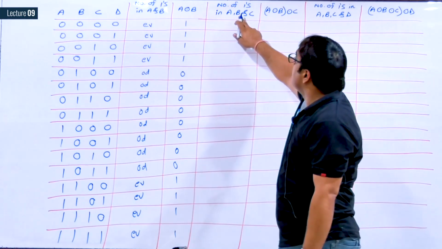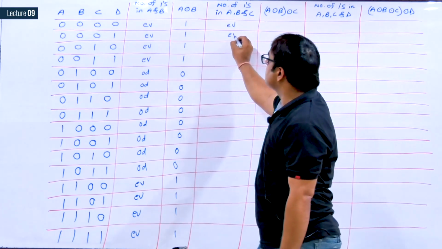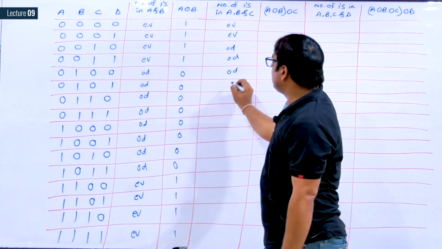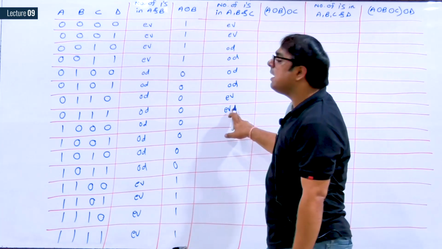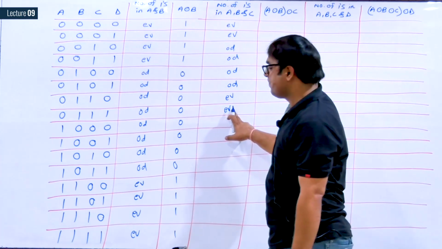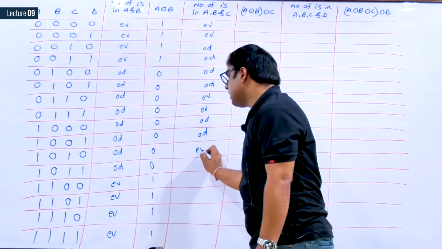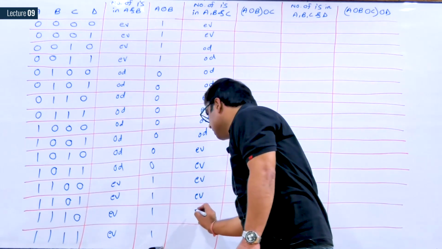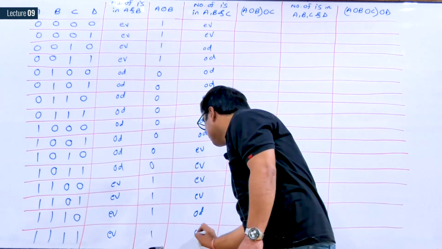Now, check the number of 1s in A, B and C, not in D, only A, B and C. Even number of 1s, odd number of 1s, odd number of 1s, even number of 1s. I am checking A, B and C. Again, this is odd number of 1s. This becomes even number of ones. For A, B and C, this becomes odd number of ones.